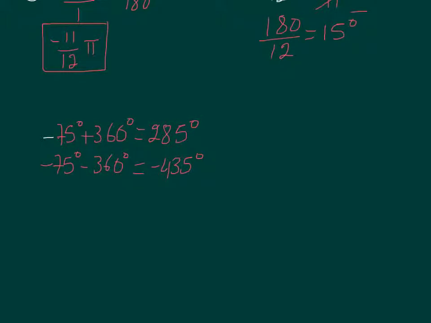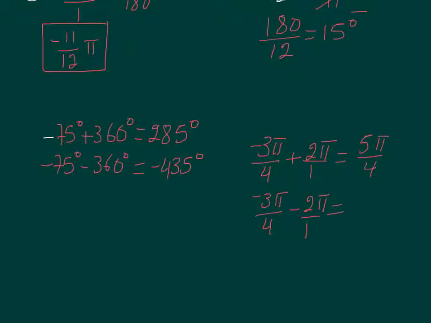For part B, we're going to do the same thing, but this time because the angle is in radians, we're going to add 2 pi, and we're going to take negative 3 pi over 4 and subtract 2 pi. When you add 2 pi, you do a common denominator, and that gives you 5 pi over 4. That's a positive coterminal. This one you put over 1 and it gives you negative 11 pi over 4. That's your negative coterminal.